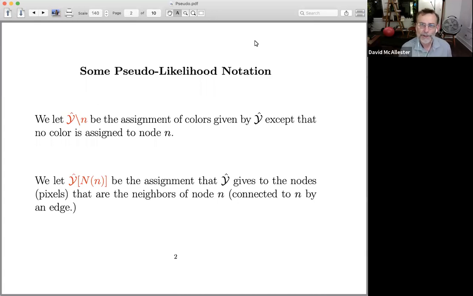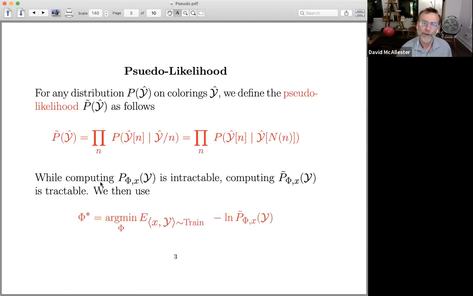So the first thing I'm going to do is introduce some notation. This notation is the same as we saw in Gibbs sampling. So if I've got graph coloring y, this is going to be the coloring of the nodes other than the node n. So we're going to take the color of n out of this. This is going to be the coloring restricted to the neighbors of n, just the Markov blanket around n. And now we're going to define the pseudo likelihood.